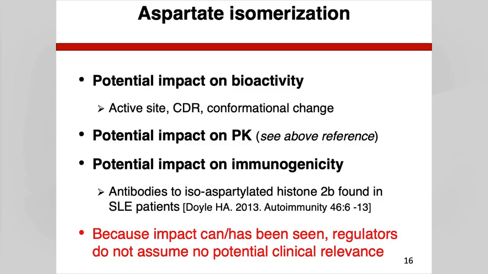And aspartate isomerization could, in theory, impact immunogenicity. There's at least one report of a case where there's an isoaspartylation in a histone that was found in patients with lupus that resulted in the formation of antibodies to the protein. Even though aspartate isomerization may usually not matter for protein function, because it has been seen and can be seen, regulators don't assume that it's not important. And therefore, when you see a change in your molecule, you need to justify the change that you're seeing.